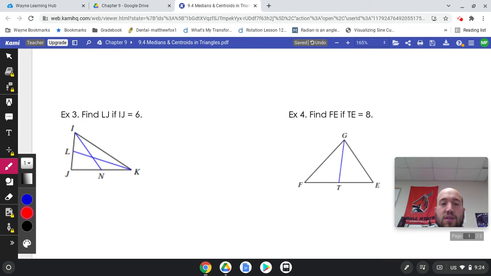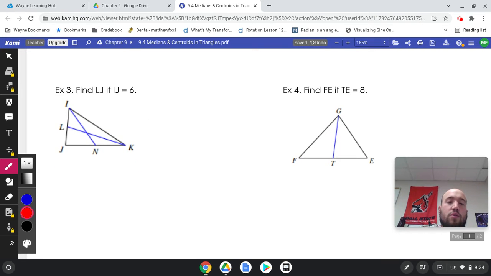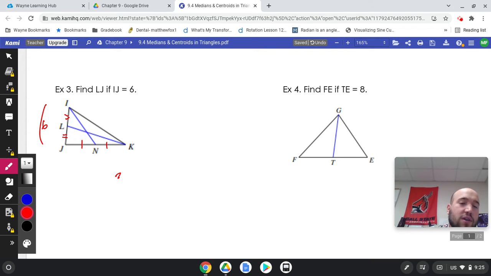Now, we aren't always given the same information. So in this one, if we look, we're trying to find LJ, and we have IJ. The whole thing here is 6. Now, a couple things on this. We know that JN and NK are the same. We also know that JL and IL are the same, but they're not the same as JN and NK, so I had to put 2 marks there. So if the whole thing's 6, we can divide that by 2, and we'll get 3 for each side.